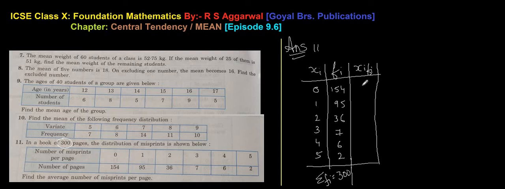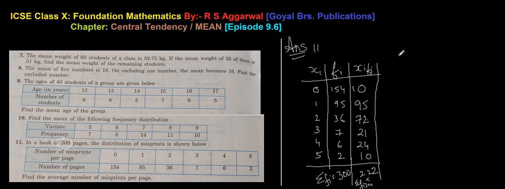Now fi xi. Here it becomes 0. Here it is 95. 36 2s are 72. 3 7s are 21. 24 and 10. Add. So 5 plus 2, 7. 7 plus 5, 12. 2, 1 carry. So here 10, 17. 17 plus 4, 21. 21 plus 1, 22. So this is my sigma fi xi.